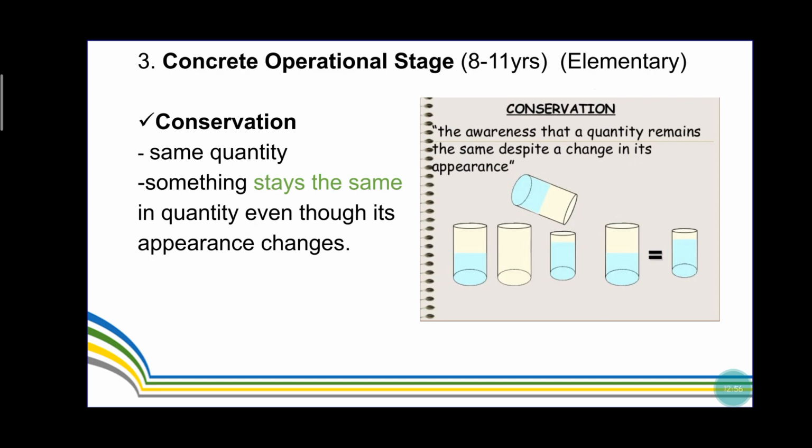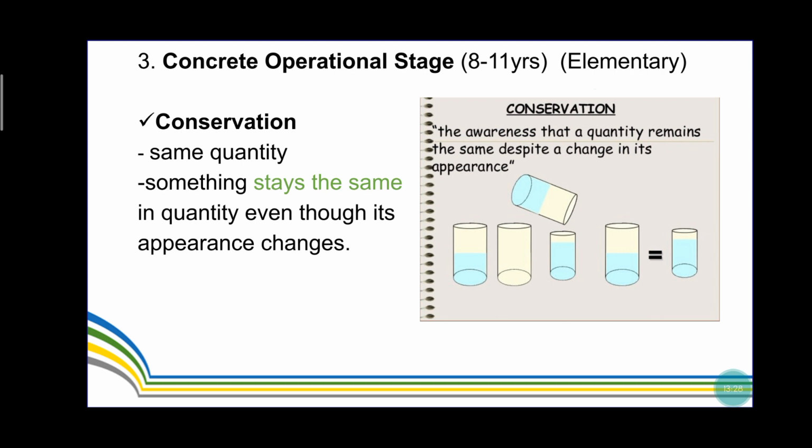It is simply the understanding that being able to conserve means knowing that a quantity doesn't change if it's been altered by being stretched, cut, elongated, spread out, shrunk, or poured. So always remember, when we say conservation, it stays the same in terms of quantity even though its appearance changes. Just like what the example says.